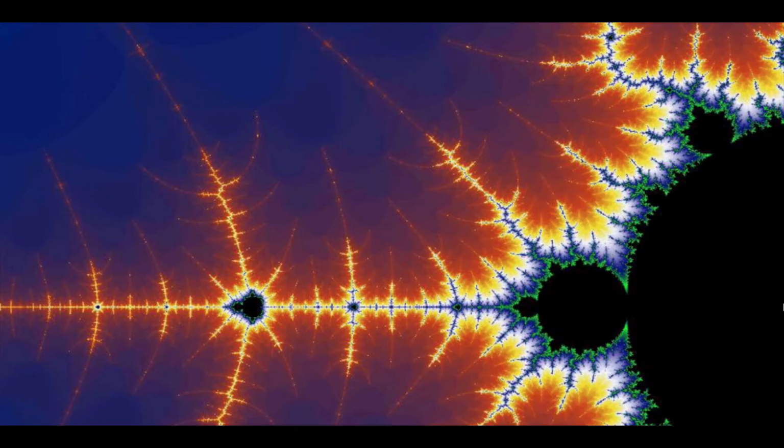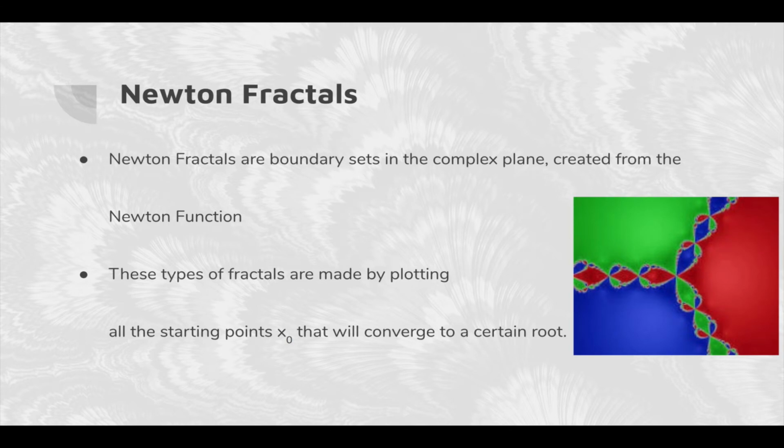This is the Mandelbrot set, the fractal of it, which is probably the most famous fractal of all time. And if you zoom in on this, it's always going to look like this. You're always going to see the same different shapes over and over again, which is the inherent nature of a fractal. And a specific subset of the fractal is Newton fractals.